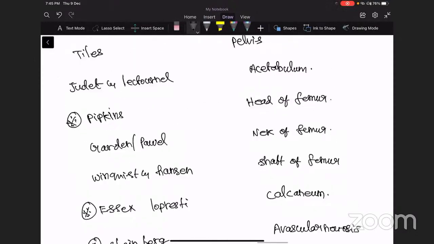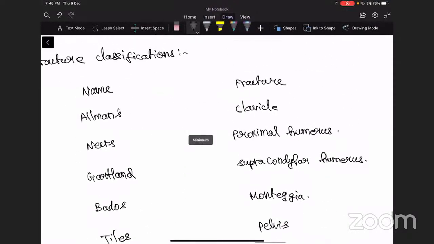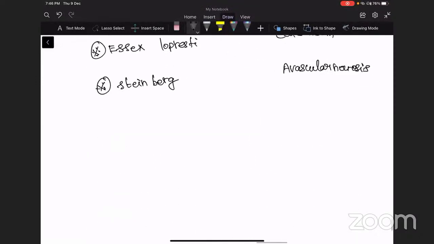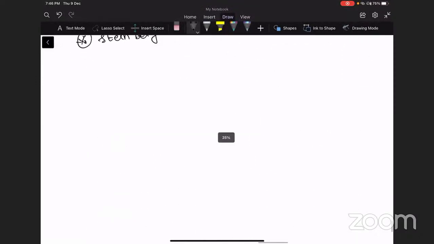This is some named classification for specific fractures, very important. Next, we will move on to a very important topic in SPM, STD color coded kits. Very important topic, guys. STD color coded kits.